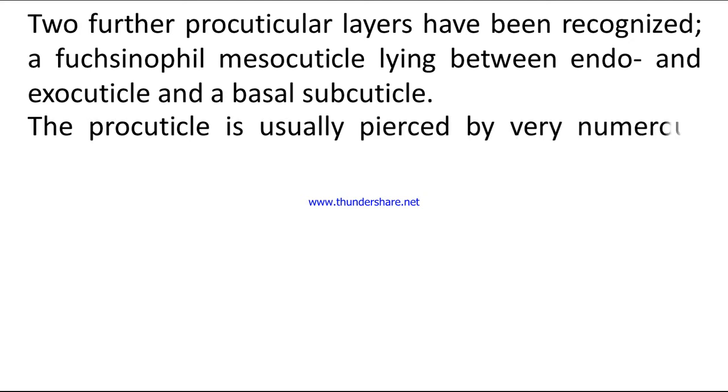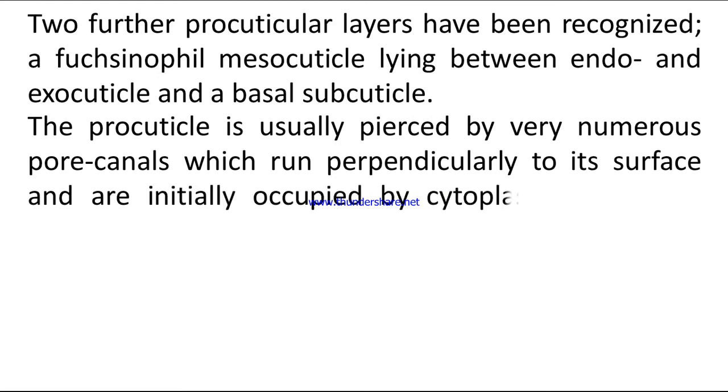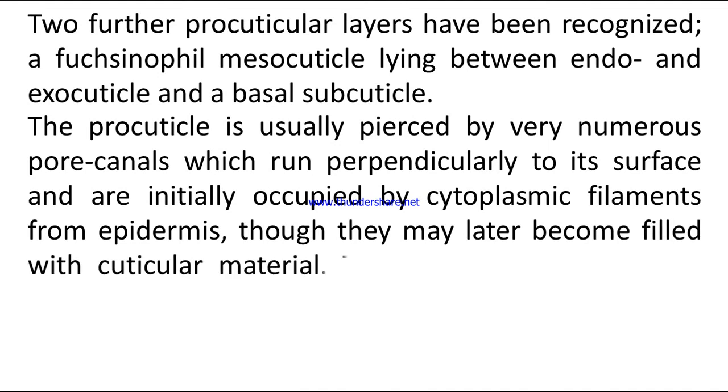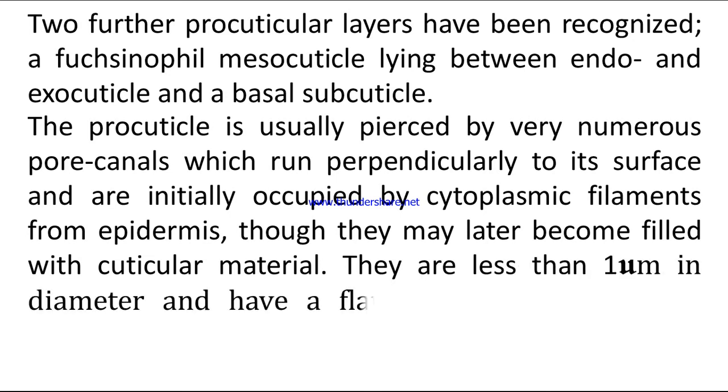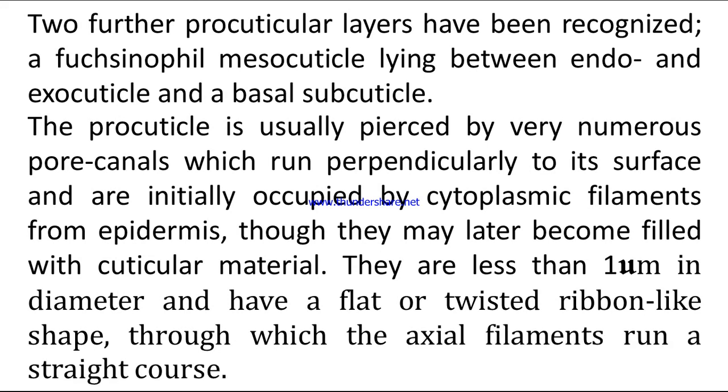The procuticle is usually pierced by very numerous pore canals which run perpendicularly to its surface and are initially occupied by cytoplasmic filaments from the epidermis, though they may later become filled with cuticular material. They are less than 1 micrometer in diameter and have a flat or twisted ribbon-like shape through which the axial filaments run a straight course.